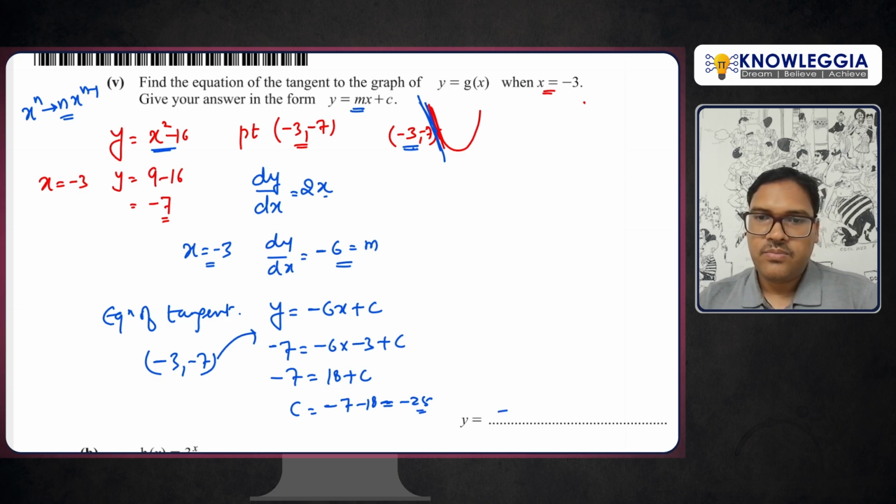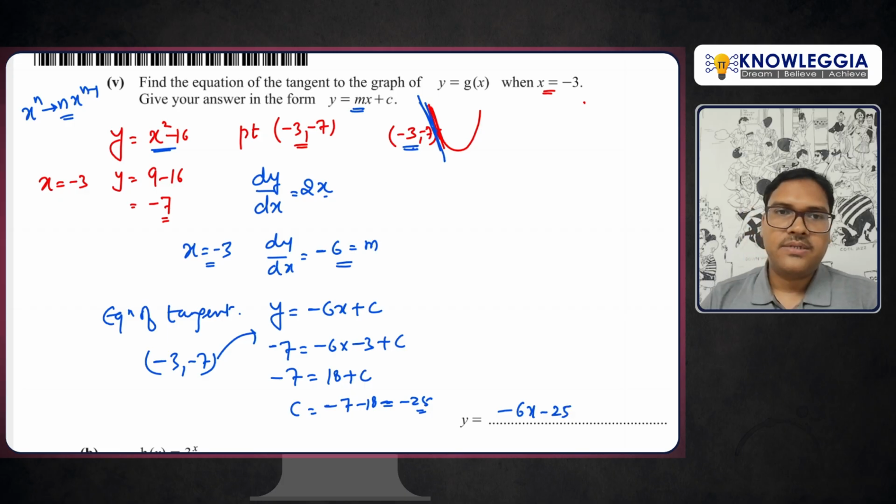Equation of tangent y equal to mx plus c. C is negative 25. So that is the answer for this question, which is minus 6x minus 25. I hope this is also clear. Whenever you have to find the tangent of the curve, you have to just write what is the gradient and what is the y-intercept. Okay.